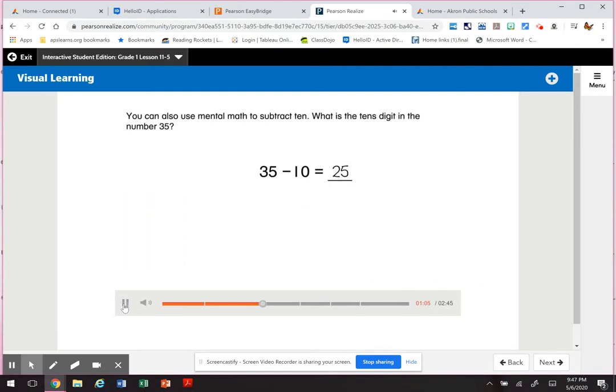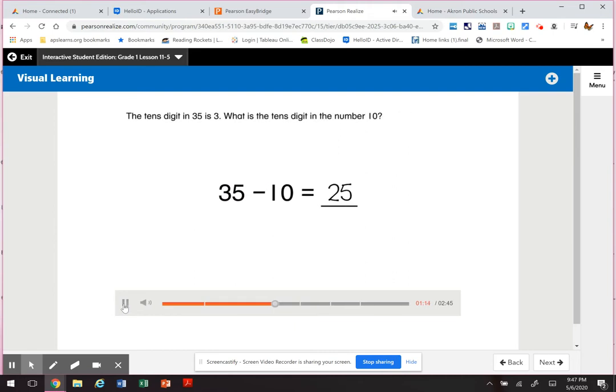You can also use mental math to subtract 10. What is the tens digit in the number 35? The tens digit in 35 is 3. What is the tens digit in the number 10? The tens digit in 10 is 1. What basic fact do you know that can help you find 35 minus 10?